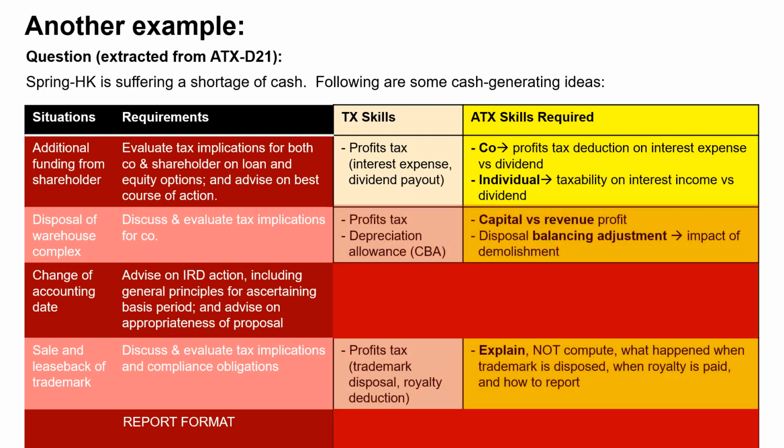The second idea is on the disposal of warehouse, and also the fourth idea on the sale and leaseback of trademark. Under TX, you will only focus on how the warehouse disposal is to be reflected in your tax depreciation allowance schedule, or how the trademark disposal and the royalty are to be adjusted in tax computation. However, for ATX, we expect you to explain the principles in words.